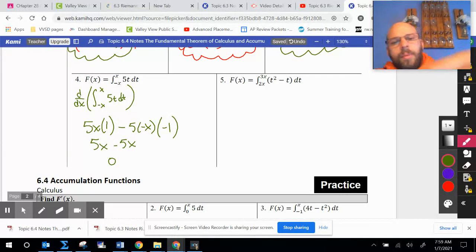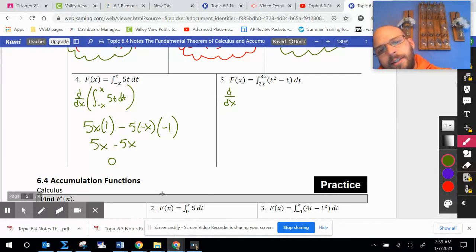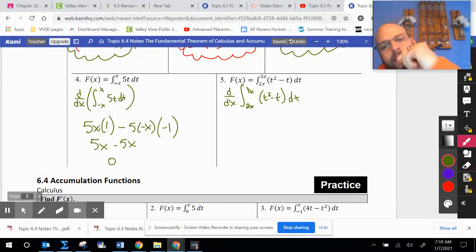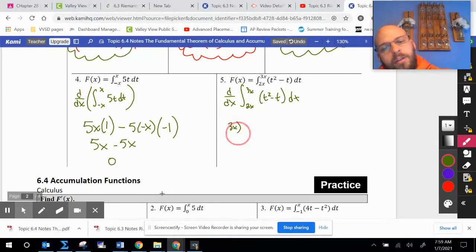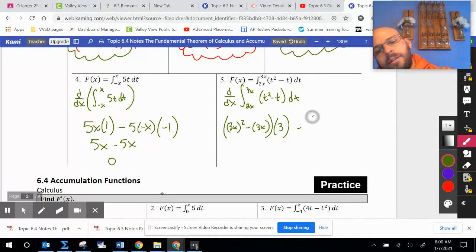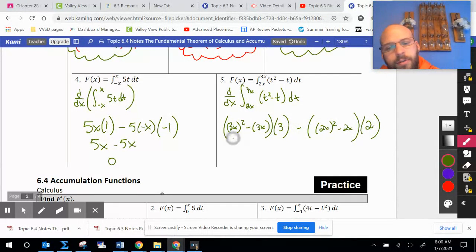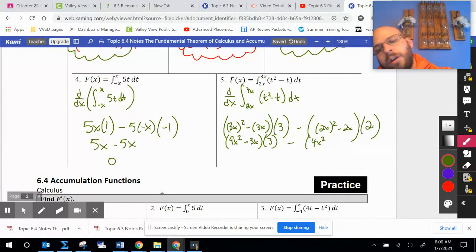How about we do one more, just to practice. d over dx of the integral from 2x to 3x of t squared minus t dt. So if I plug in the upper limit, I'm going to have 3x squared minus 3x times 3 minus 2x squared minus 2x times 2. And if we wanted to, we could simplify this. This would be 9x squared minus 3x times 3 minus 4x squared minus 2x times 2. And so that gives me 27x squared minus 9x.